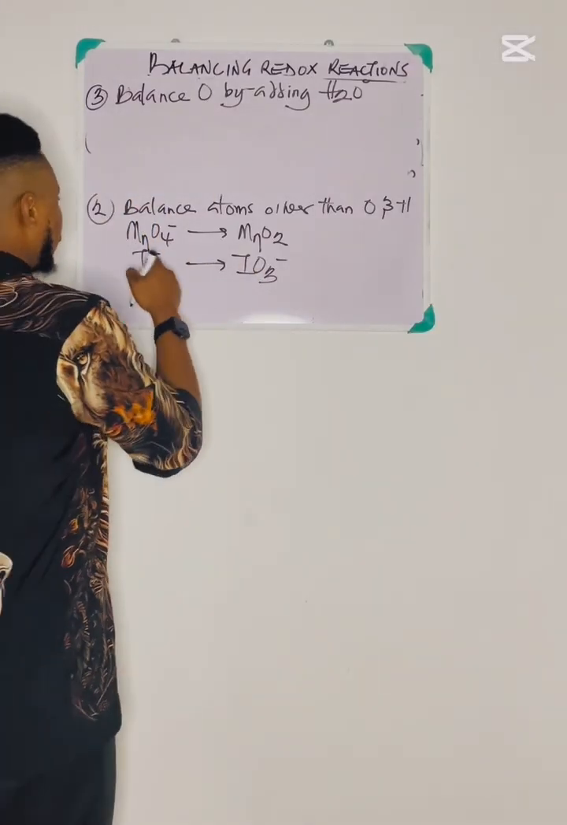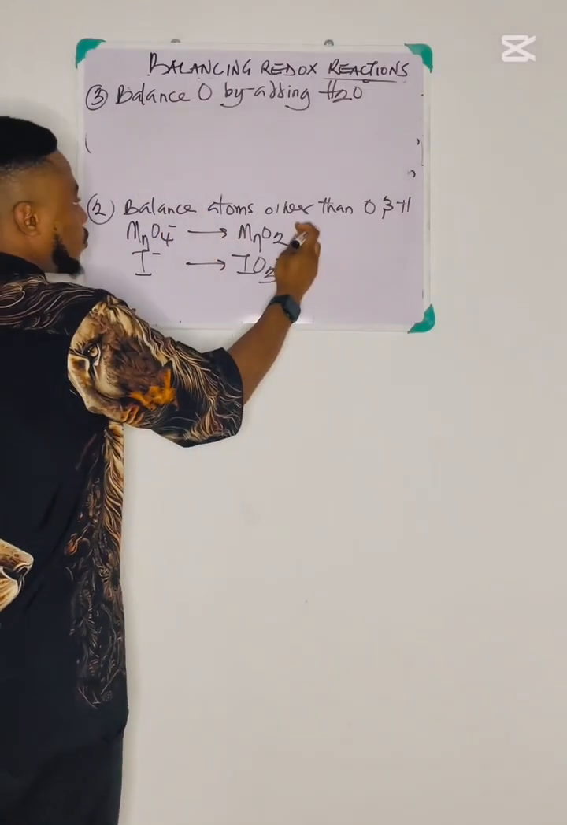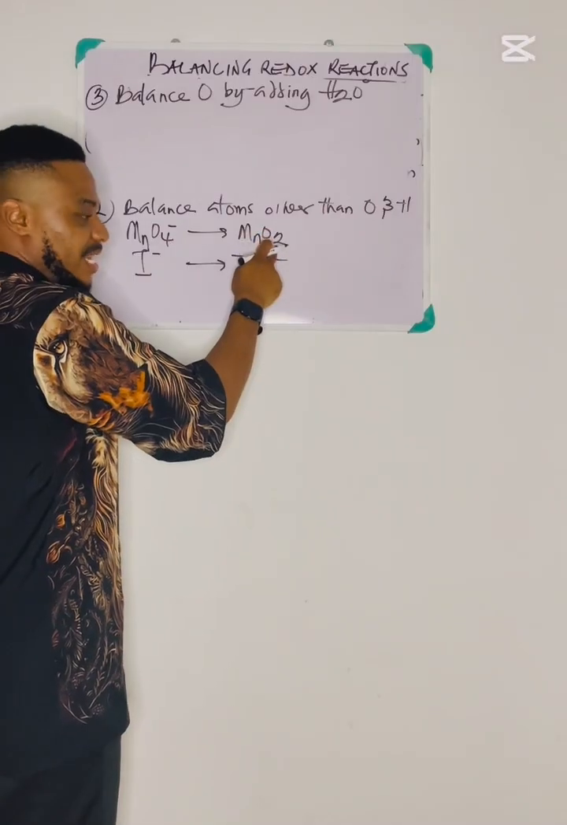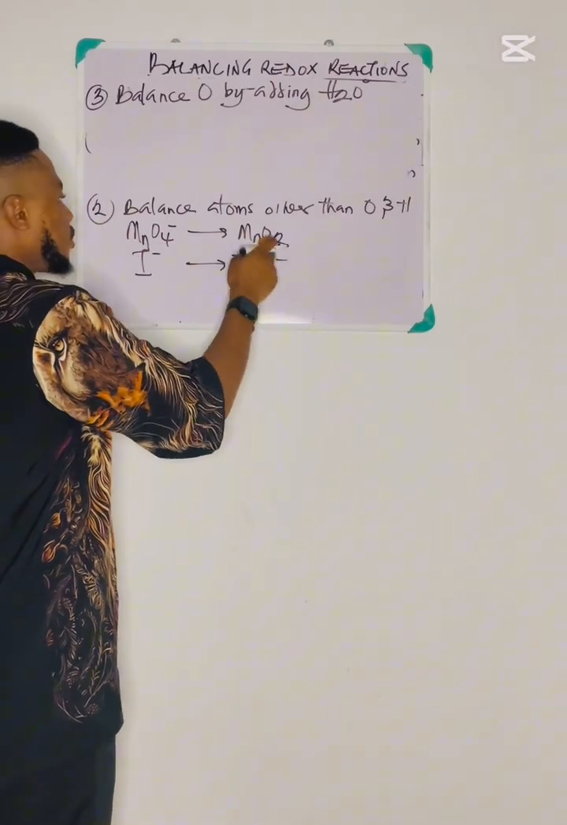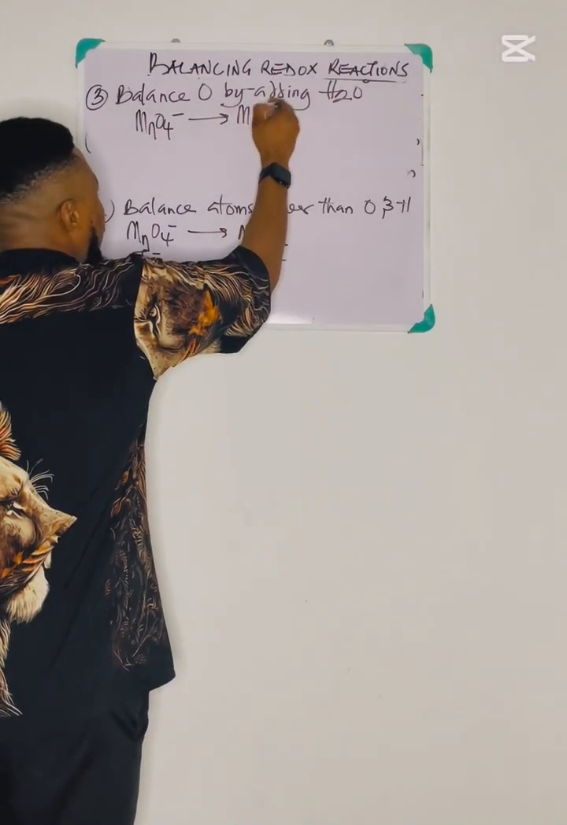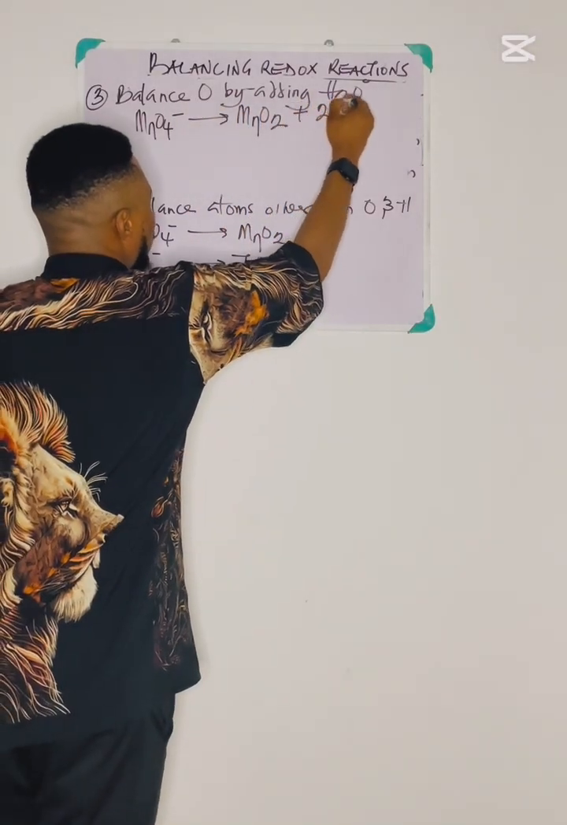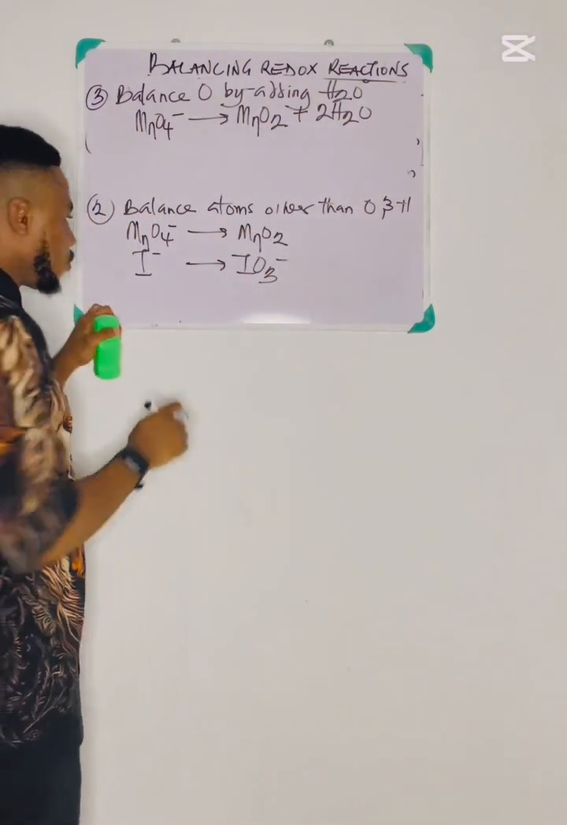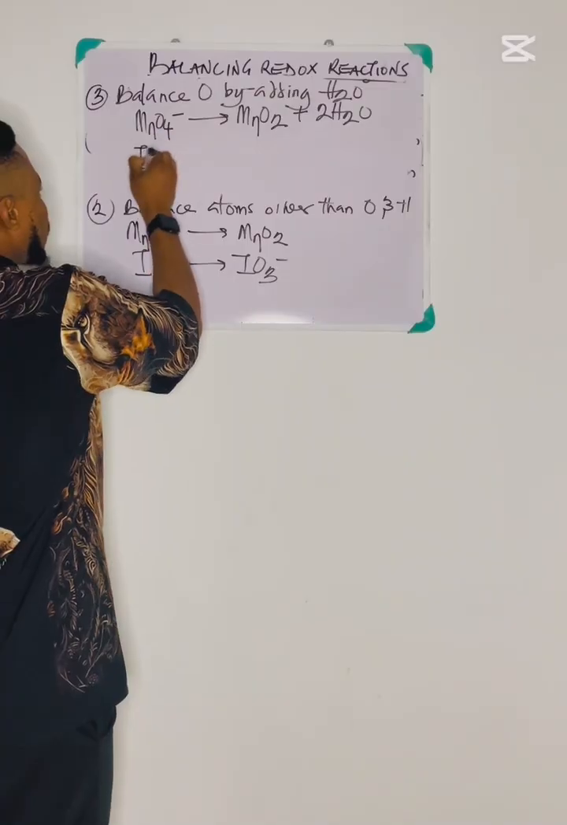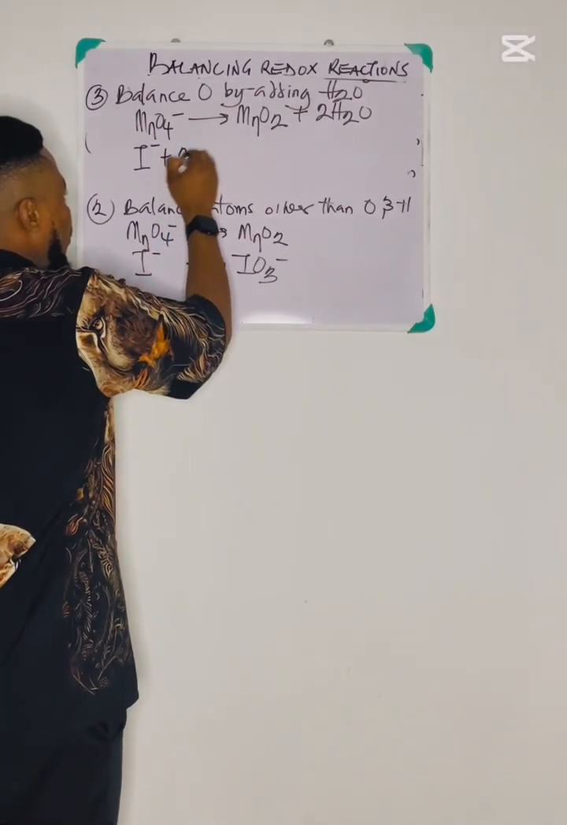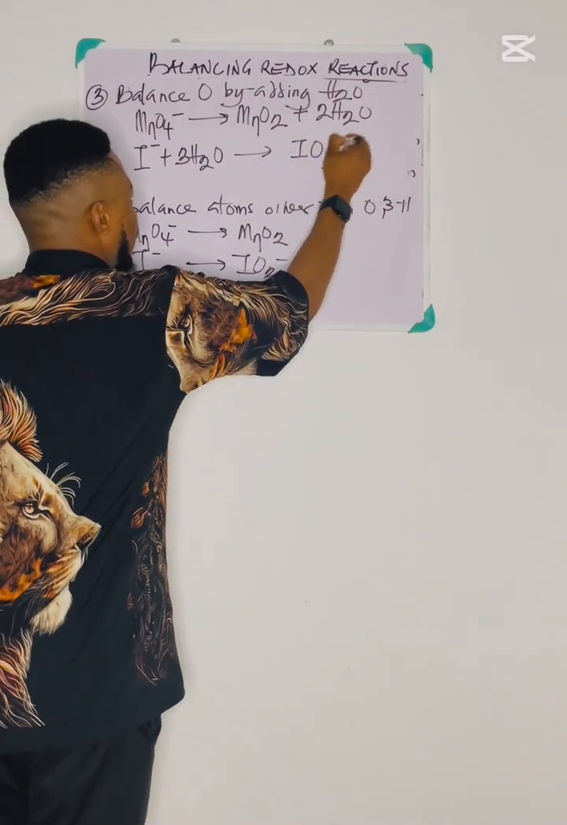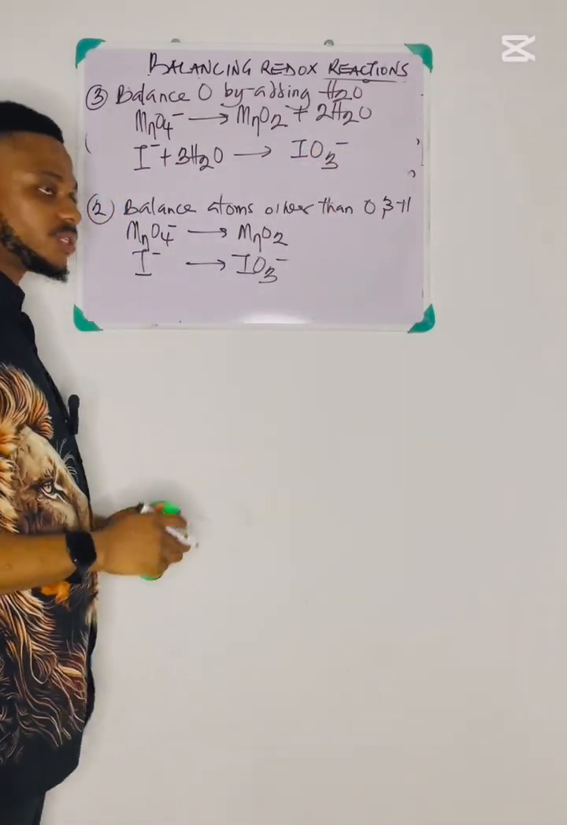So looking at step two, we have to add water to this side because this side is lacking. Oxygen is 4 here, oxygen is 2 here. So we have MnO4 minus going to MnO2 plus, so we need to add 2 molecules of water, 2H2O. While on this side, oxygen is 3 here, there's no oxygen here. So we have I minus plus 3H2O to give us IO3 minus. If you look at it now, oxygen is balanced.